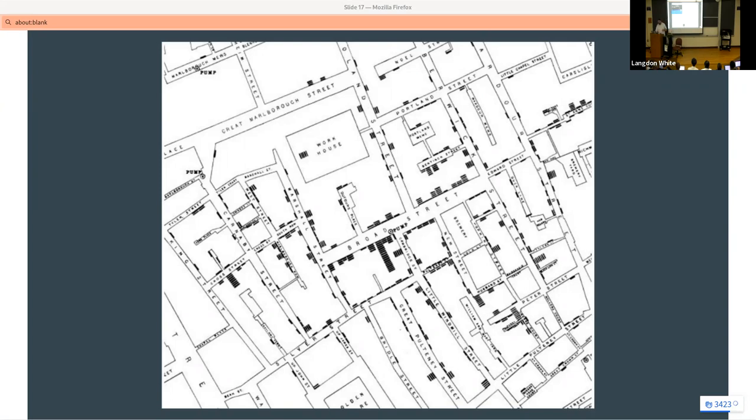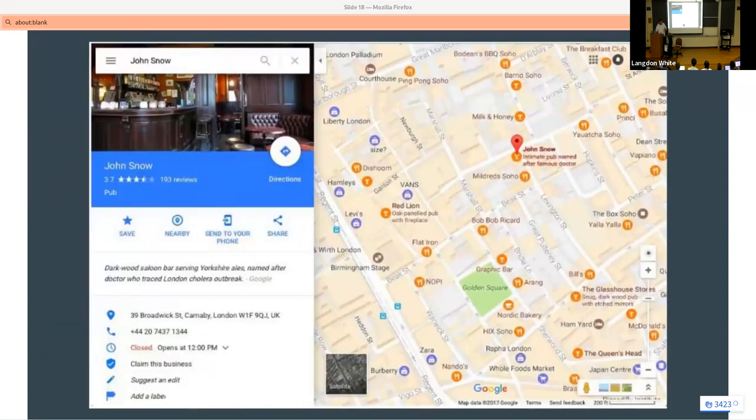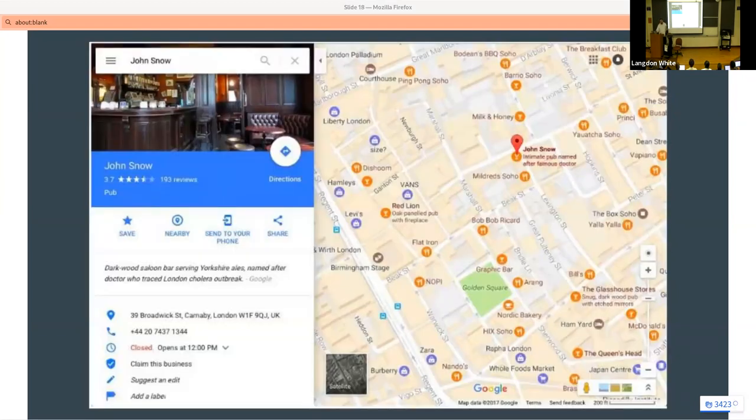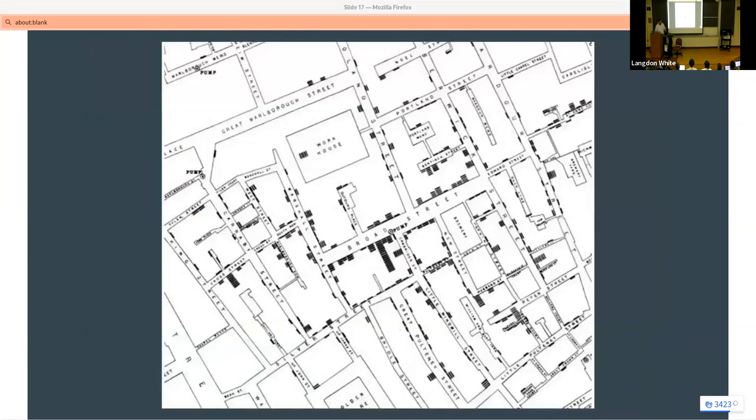And just to give you a little bit of context, this is a place in London. It's still there. There is a bar that's actually named after the guy, around the corner from the next bit we're going to talk about, which is this water pump. And what he figured out eventually was that there's a water pump here. And let's see if I can find another one.